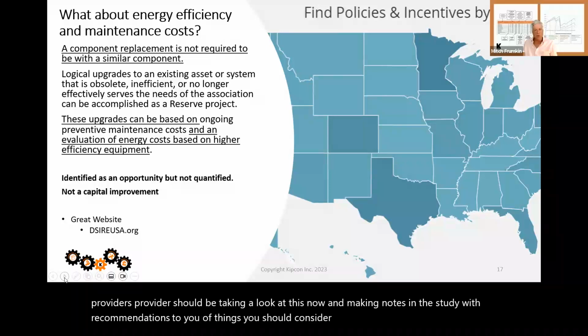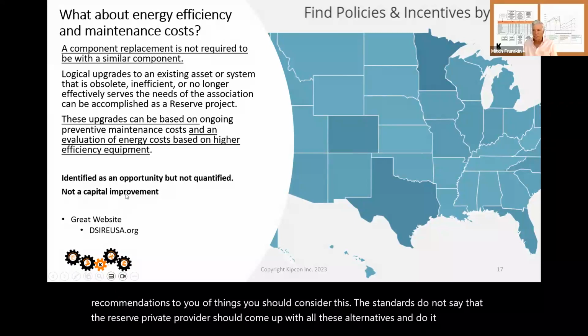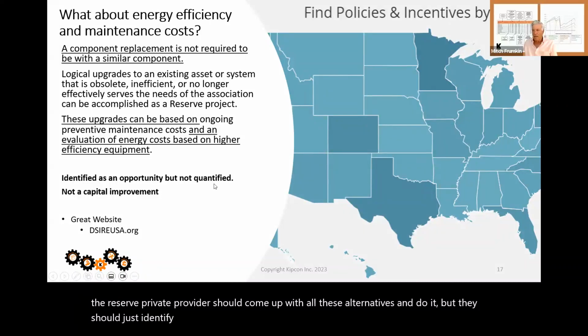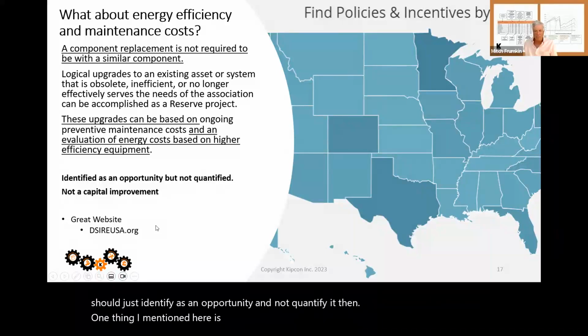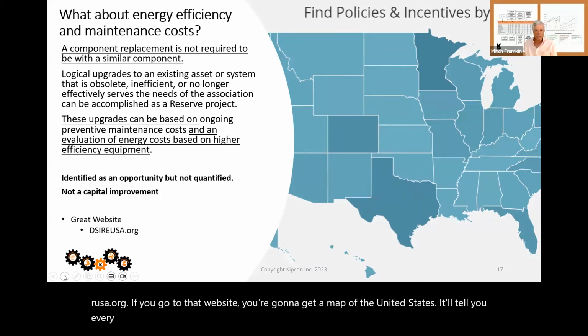The standards do not say that the reserve provider should come up with all these alternatives and do it, but they should just identify it as an opportunity and not quantify it. The one thing I mentioned here is there's a great website. I mentioned it in all my webinars, dsireusa.org. If you go to that website, you're going to get a map of the United States. It'll tell you every energy incentive rebate that's available in the country by just clicking on that state.